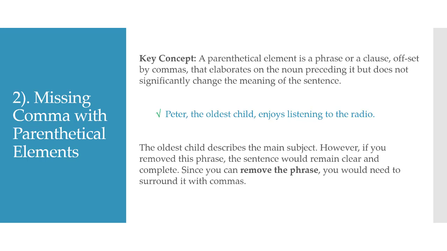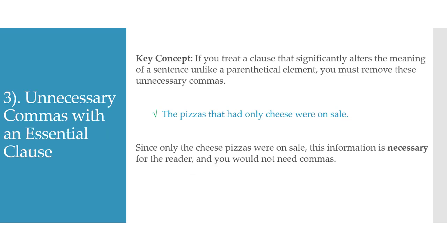For instance, Peter, the oldest child, enjoys listening to the radio. Here, our parenthetical element is the oldest child, which describes the main subject. However, if you remove this phrase, the sentence would remain clear and complete. Peter enjoys listening to the radio still conveys the main meaning of the sentence. Since you can remove the phrase, you would need to surround it with commas to show that it's non-essential or a parenthetical element.